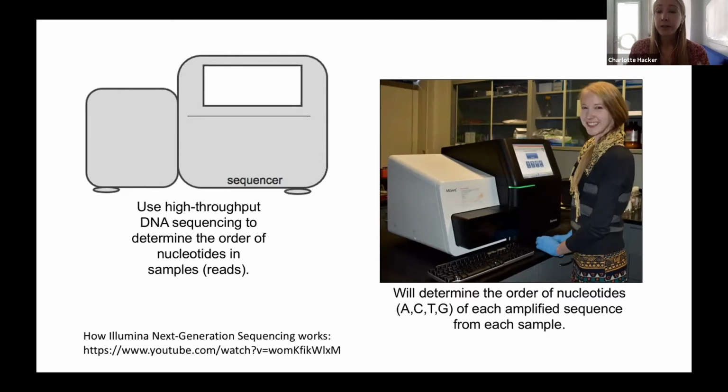And so you just load up the cartridge on the MiSeq. It's really not that big of a machine. I'm standing right next to it there. You load up your DNA, you put it in, you fill out a few parameters on the computer there. It's just like a desktop PC. And then you do your run, and it's going to determine the order of nucleotides for each amplified sequence from each of the samples that you've put in there.